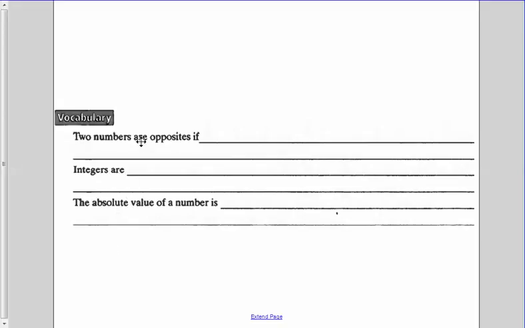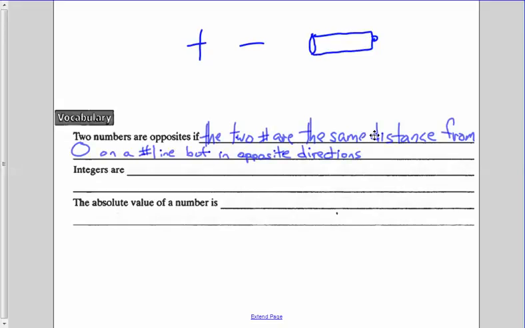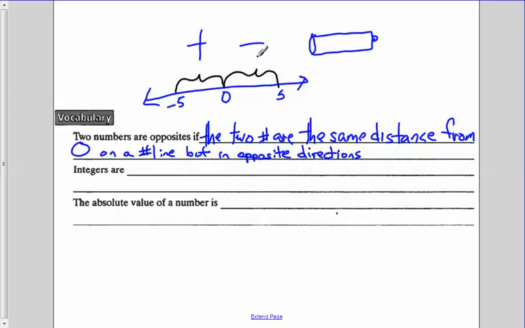Two numbers are opposite, and we can think of positive and negative as opposites, like a battery where you've got your positive end and your negative end. Same idea with numbers: two numbers are opposites if they are the same distance from 0 on a number line, but in opposite directions. If I have -5 and +5, they are both a distance of 5 away from 0. So those would be opposite numbers.